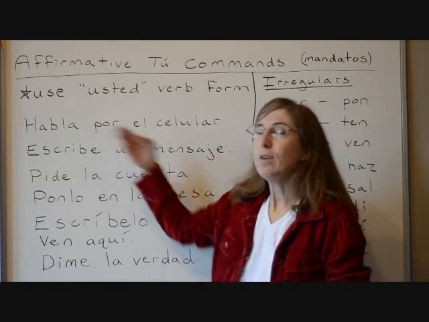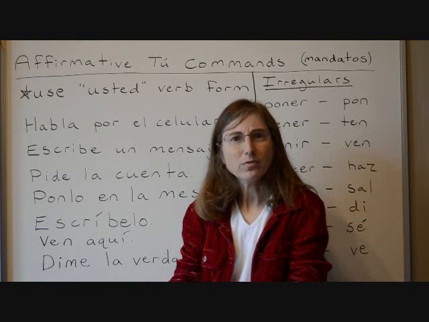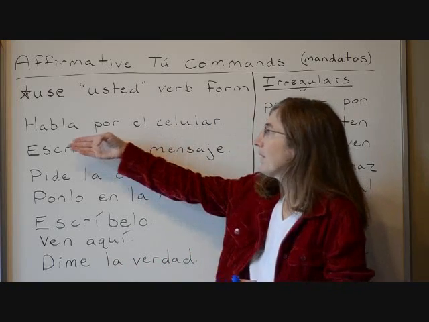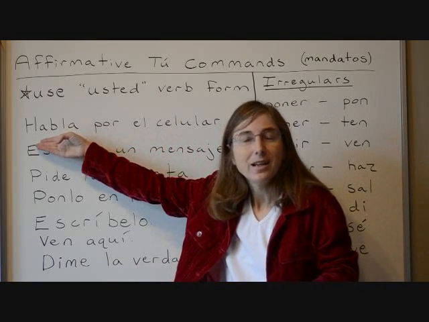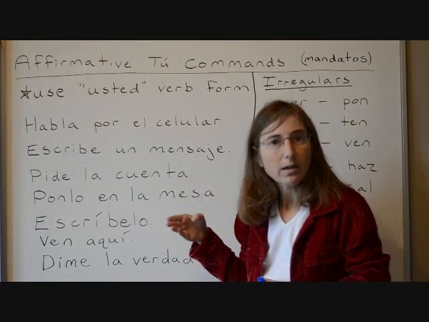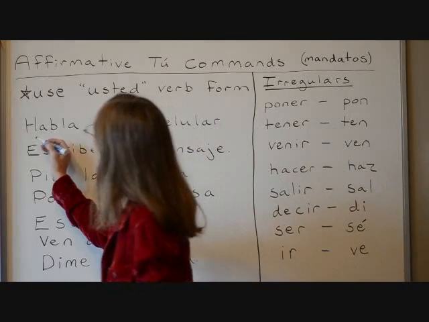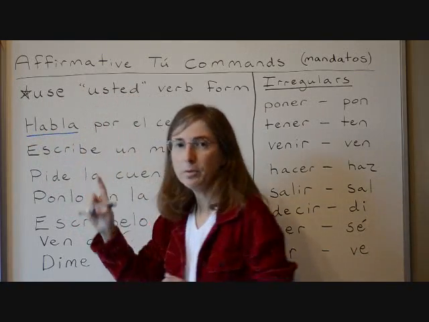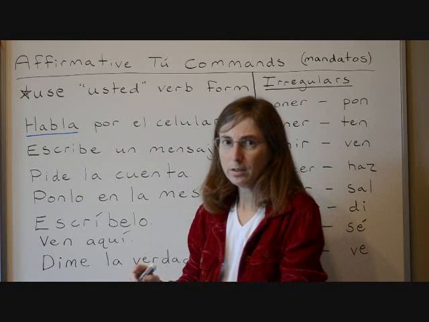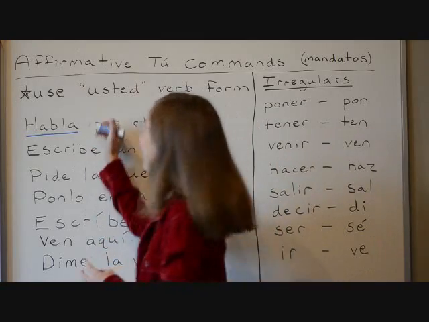So if I wanted to say to my little sister, talk on the cell phone, all I would need to do is use the usted form of hablar, habla, to tell her to talk on the phone. Habla por el celular. Now remember, these are the affirmative forms. So if I wanted to tell her not to talk on the cell phone, these are not the forms I would use. These are affirmative tú commands.